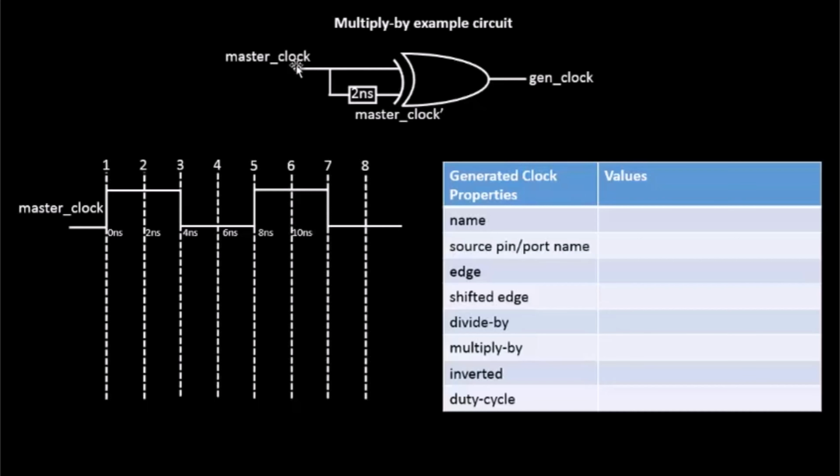This is the master clock that goes directly to the input of the XOR gate. Let's draw the delayed master clock, which is at a delay of 2 nanoseconds. The waveform over here, the master clock dash, is delayed by 2 nanoseconds. So this is the waveform you see at this input.